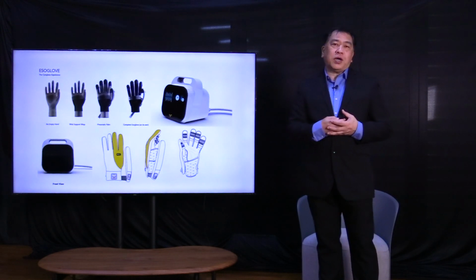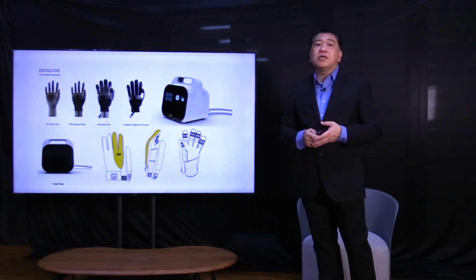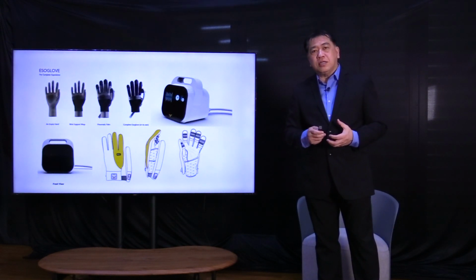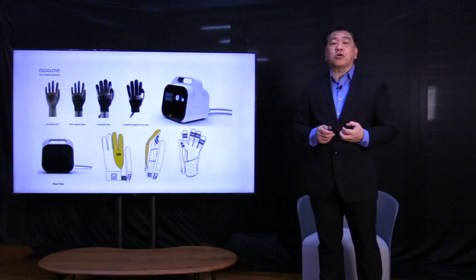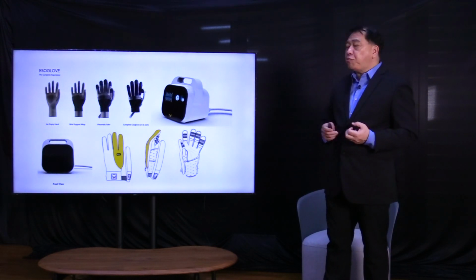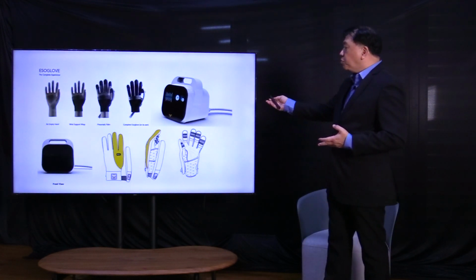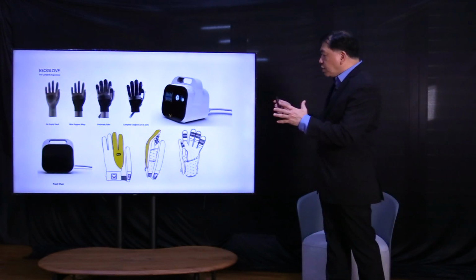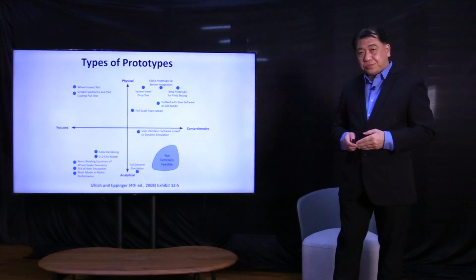So let me show you what we have done. This is ExoGlove. It is a soft robotic technology that can be used to control the gloves, and we use it for rehabilitation. And you can see that we go through a whole series of prototypes and drawings just to illustrate how it works, and then finally come up with the device.